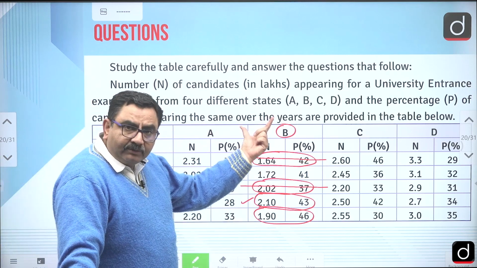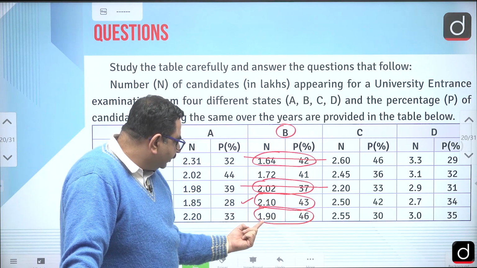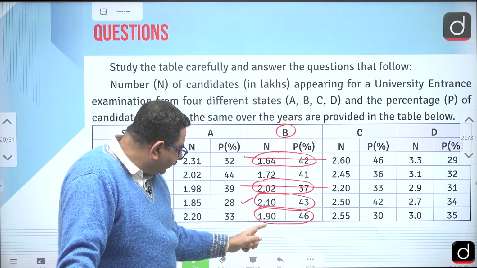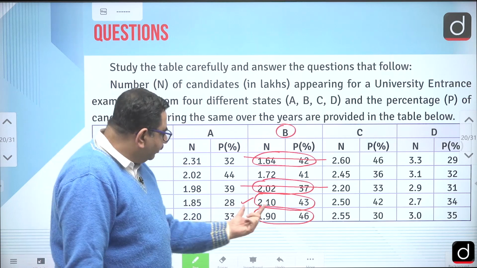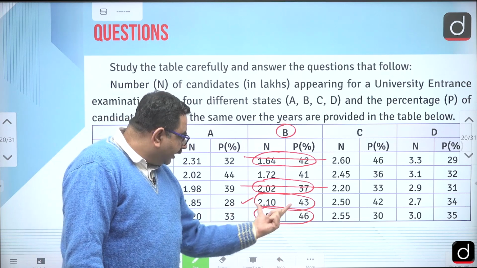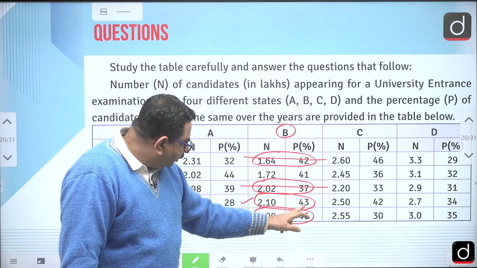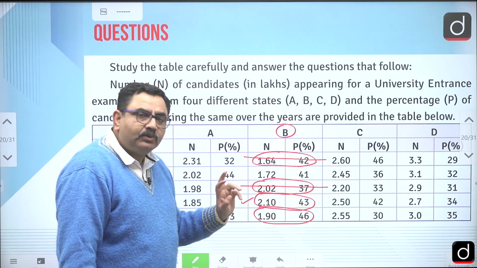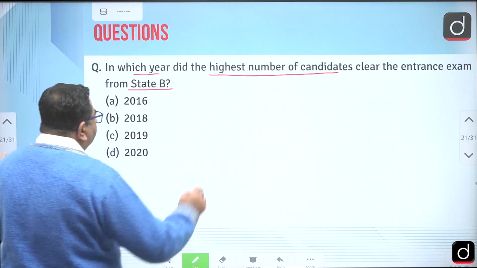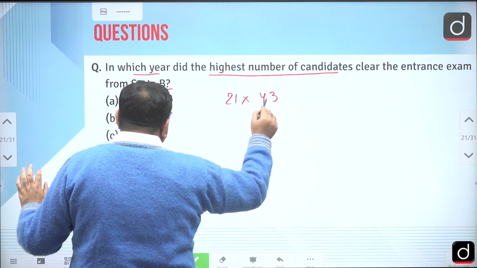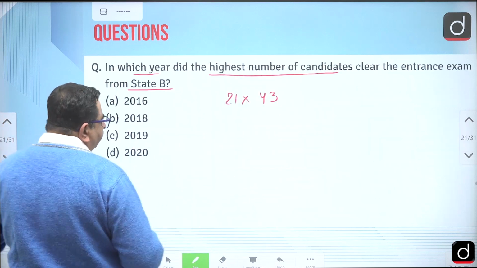After observing the data, this is 43% of 2.10, and 46% of 1.90. Now the percentage is more but the number is less. We can check these two. Whatsoever be the calculation, I have to check which number I am getting more. So we can do 43 into 21 and 46 into 19, and check which number is greater. So 21 into 43 is one number, and 19 into 46 is the second number.